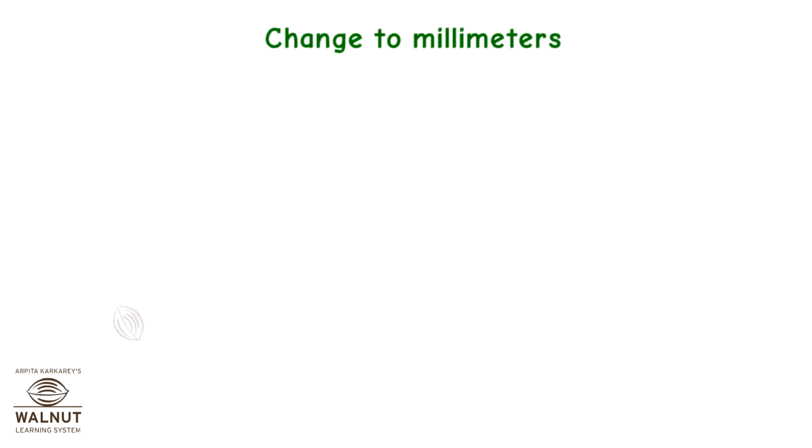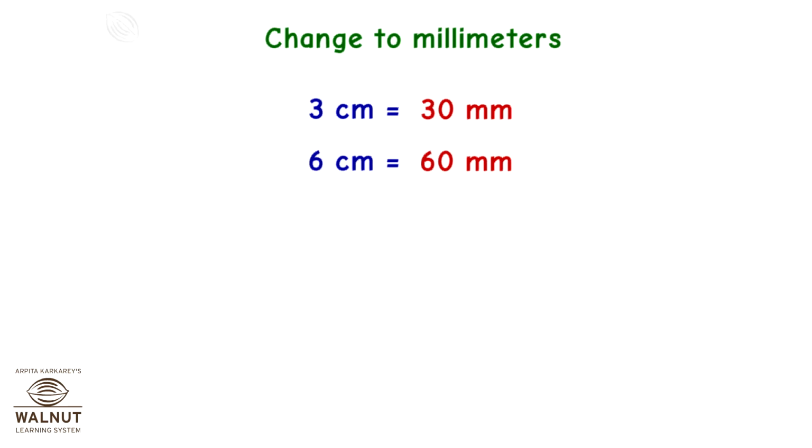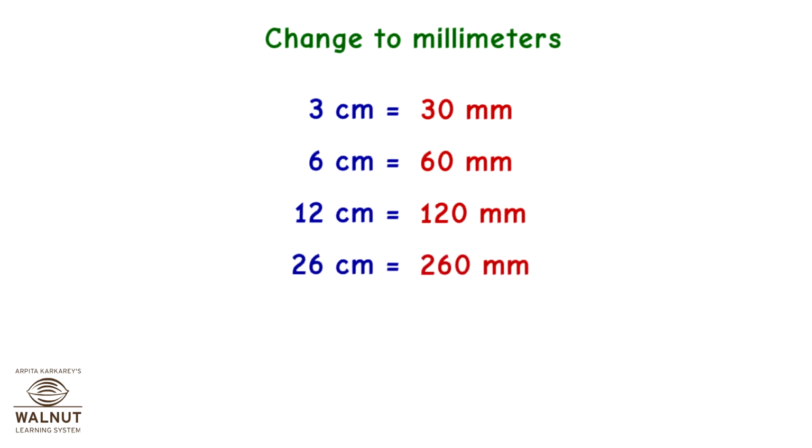Change to millimeters. 3 centimeters is equal to 30 millimeters. 6 centimeters is equal to 60 millimeters. 12 centimeters is equal to 120 millimeters. 26 centimeters is equal to 260 millimeters. 378 centimeters is equal to 3780 millimeters.